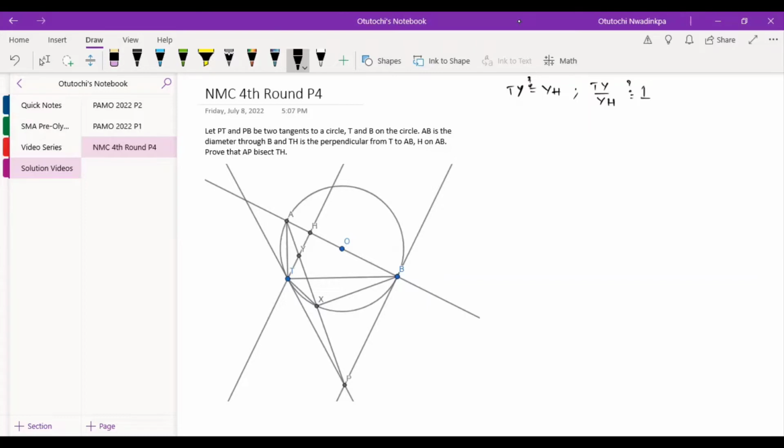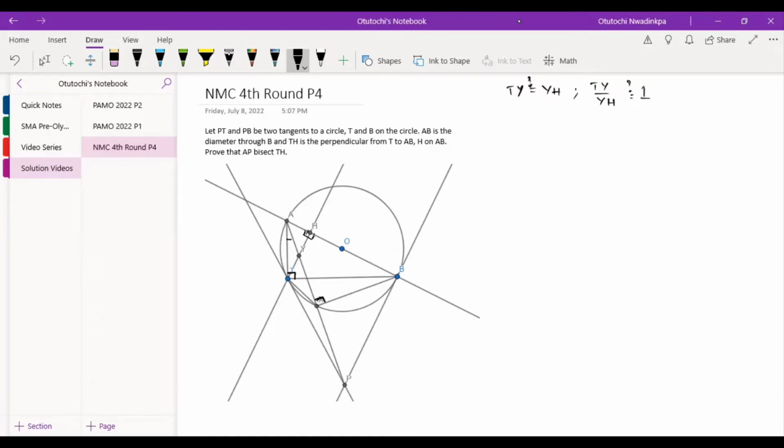Right, so this is a geometry problem. So first we'll start with basic angle chasing and see what we can find. Right, so what do we have? First, let's start with the obvious ones. Since AB is a diameter, we expect angle ATB to be a right angle. Also expect angle AXB to be a right angle, and H is the foot of T on AB, so we are expecting a right angle as well here.